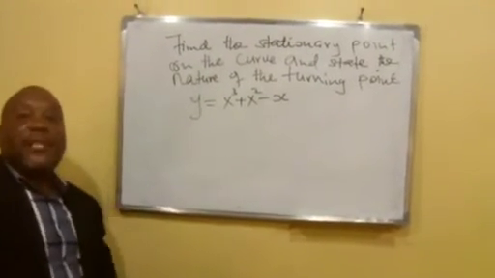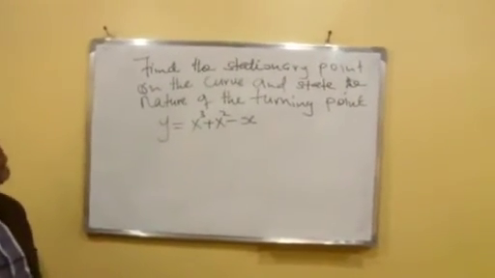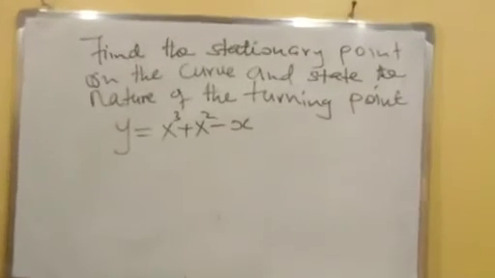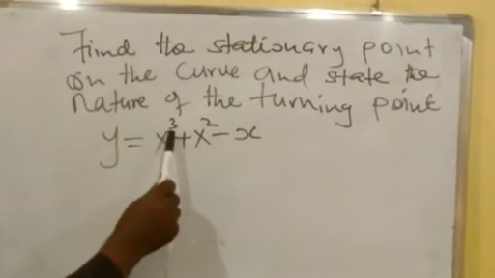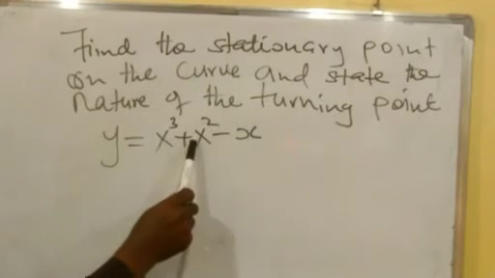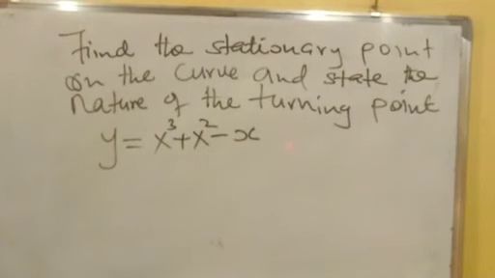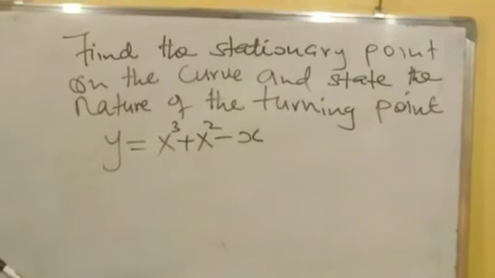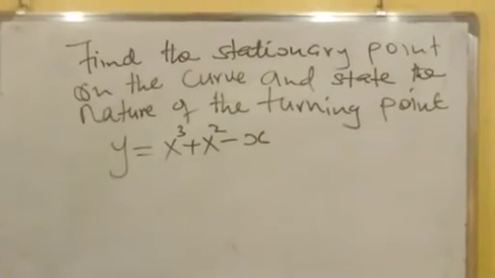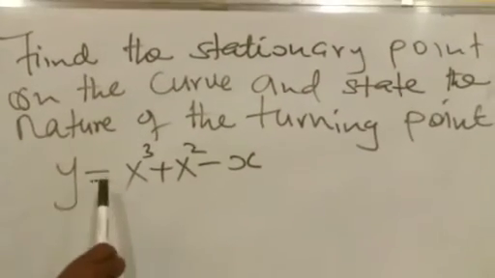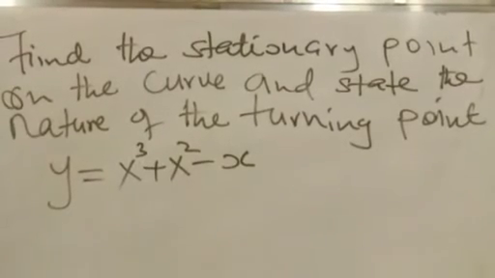The assignment today, we have one question. Find the stationary point on the curve and state the nature of the turning point of y equals x raised to 3 plus x raised to 2 minus x. I repeat again. Find the stationary point on the curve and state the nature of the turning point of y equals x raised to 3 plus x raised to 2 minus x.